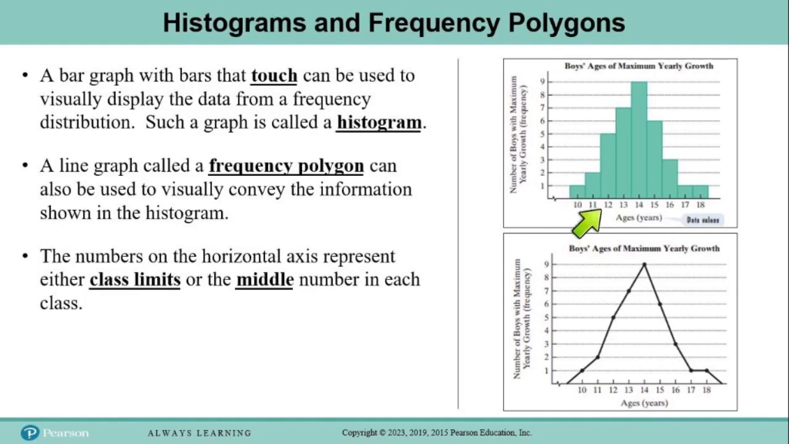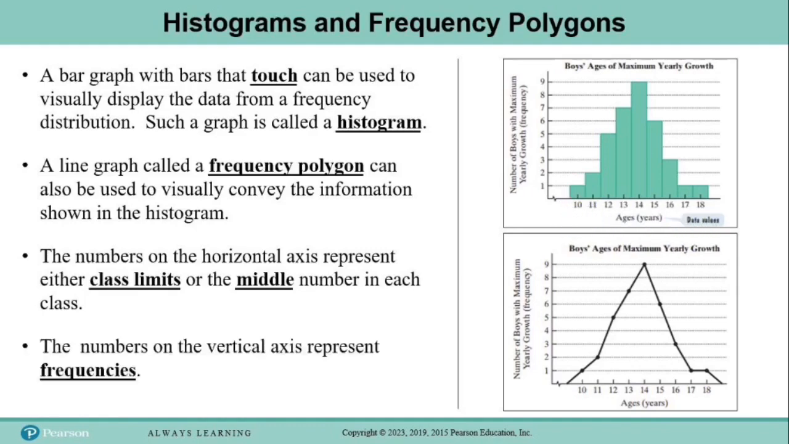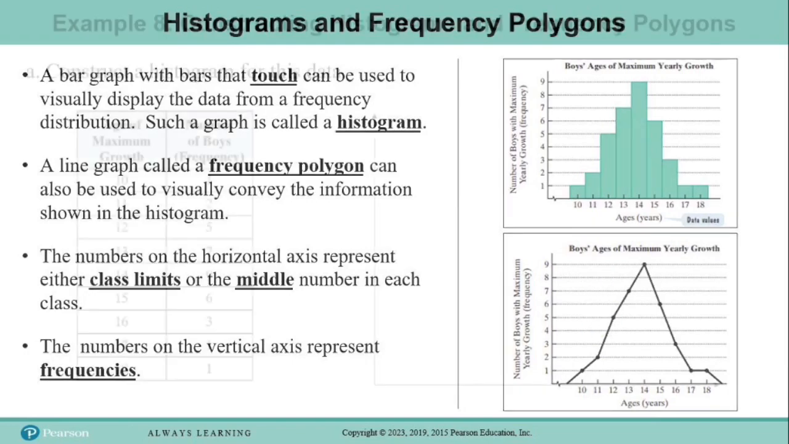Sometimes you'll see histograms that are labeled that way. And then the numbers on the vertical axis represent the frequencies. And notice that the vertical axis only needs to go up as high as the tallest bar, or the highest point if you're using the frequency polygon. So these are two very common graphs that you see made from frequency distributions.